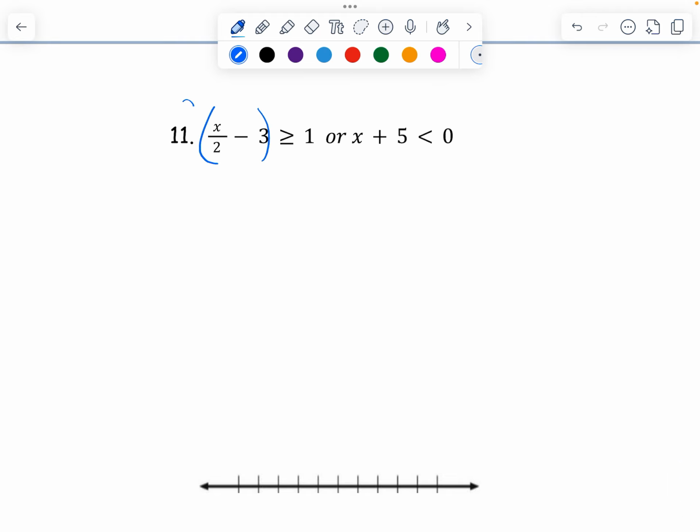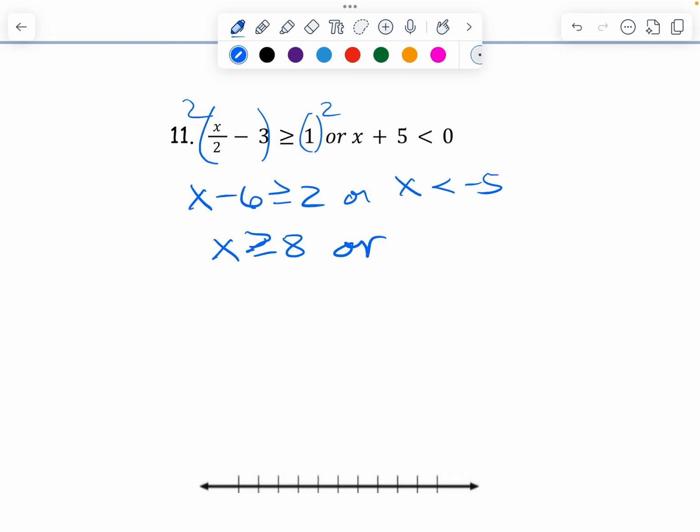Multiply everything by 2. You get x minus 6 is greater than or equal to 2. So x is greater than or equal to 8, or x is less than negative 5.